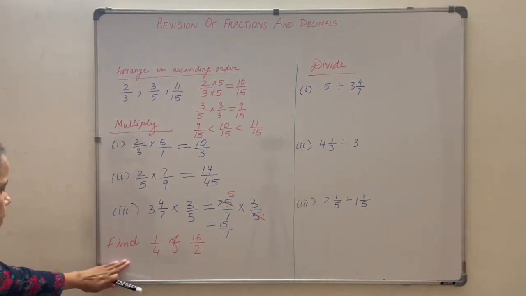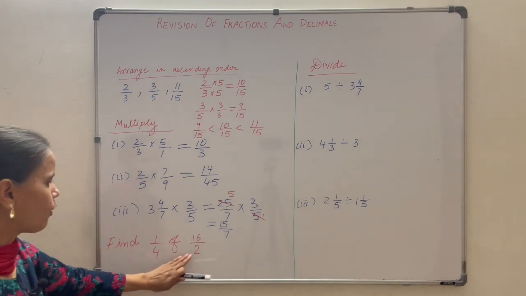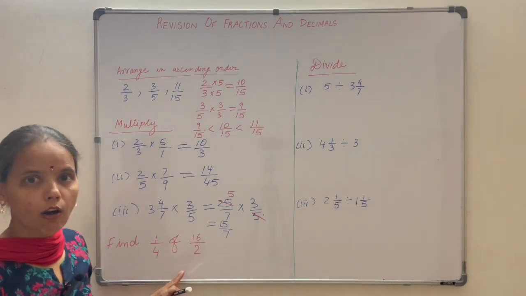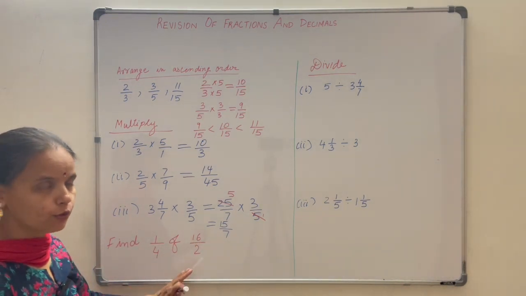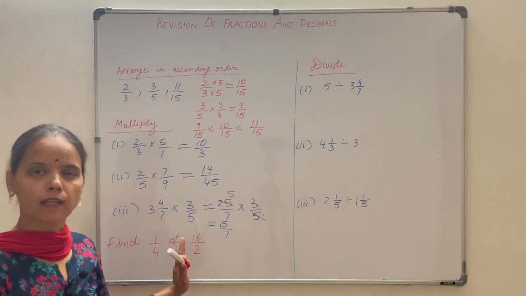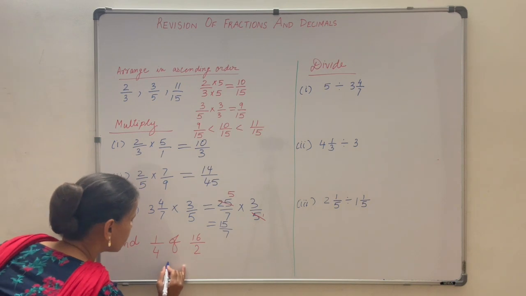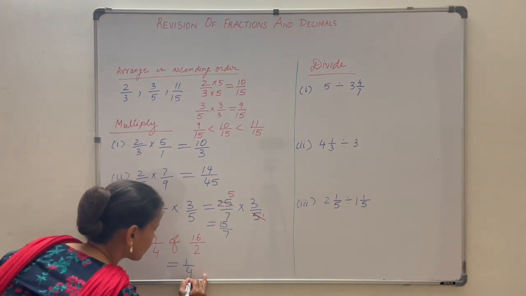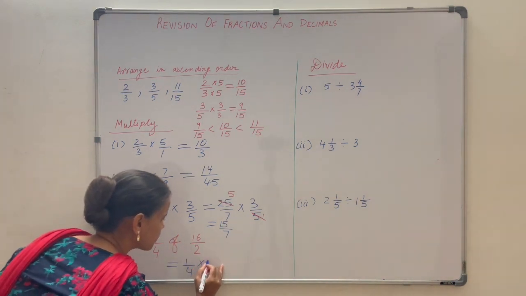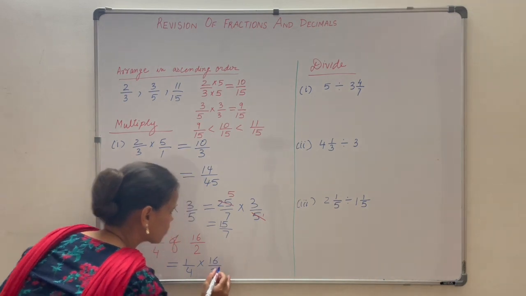Now you have to find out 1 by 4 of 16 by 2. Of means multiplication. So you have to just replace of by multiplication sign. So let us do that. So here 1 by 4 we write as it is. Of means multiplication, 16 by 2.